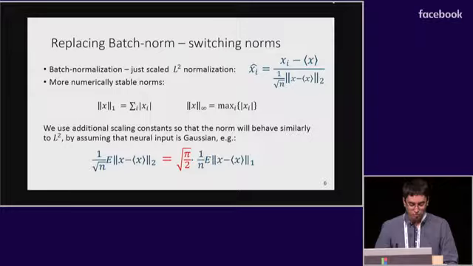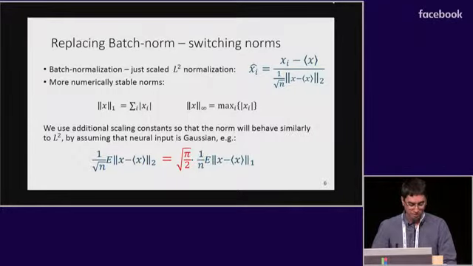In batch norm, we subtract the mean and divide by the standard deviation, which is just a scaled L2 norm of the centered inputs. If, as we suggested, norm invariance is the main property of batch norm, it is not essential to use the L2 norm. Therefore, we can choose more stable norms, such as L1 and L infinity. These norms are easier to compute, usually require less memory, and do not suffer from numerical problems of regular L2 norm.